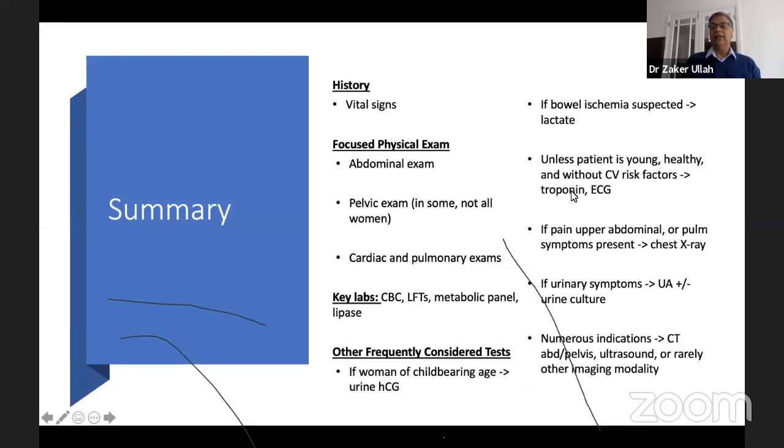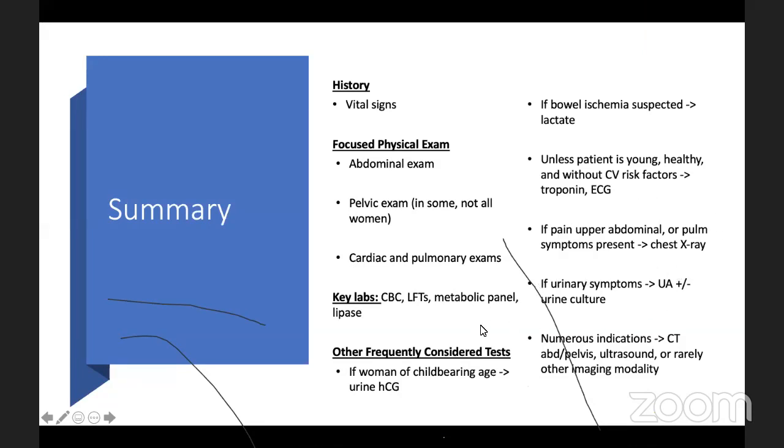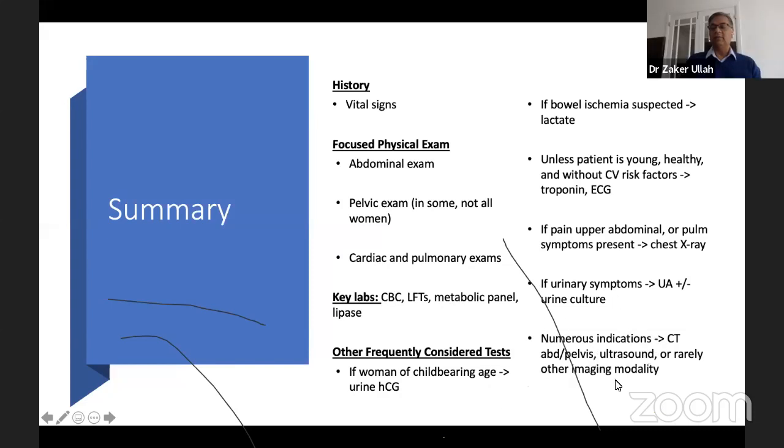If the patient is young, healthy, and without cardiovascular risk factors, fine. If they're not, then you have to do ECG and troponin T. If pain is in the upper abdomen with other symptoms, then chest X-ray; and for urinary symptoms, urine culture, you always do that. But just to summarize, there are numerous indications for CT scan of the pelvis. It depends on what you really want to look for.